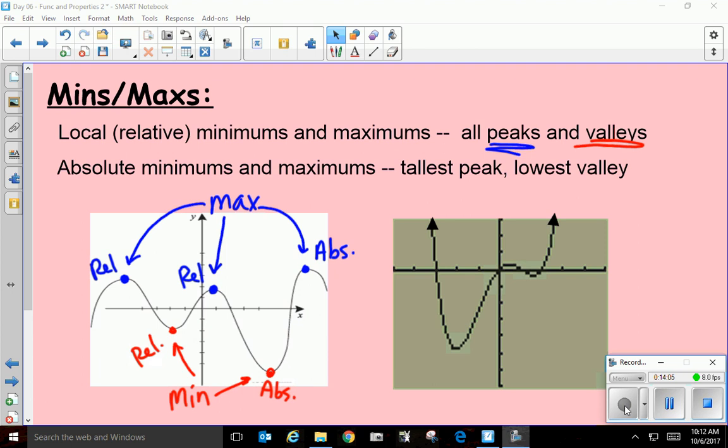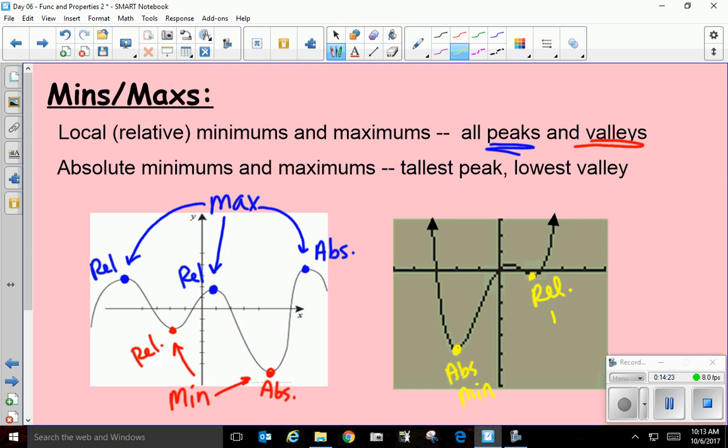Let's look at our next graph. Okay, where are the minimums? Well, obviously this is a minimum. That's an absolute minimum because that is a low point. And you also have another valley or low point there. That's a relative minimum. Are there any maximums? Yes, there are. Right here. That is actually a maximum. That's a little mountaintop. It goes like this, comes down like that. That's a mountaintop right there.